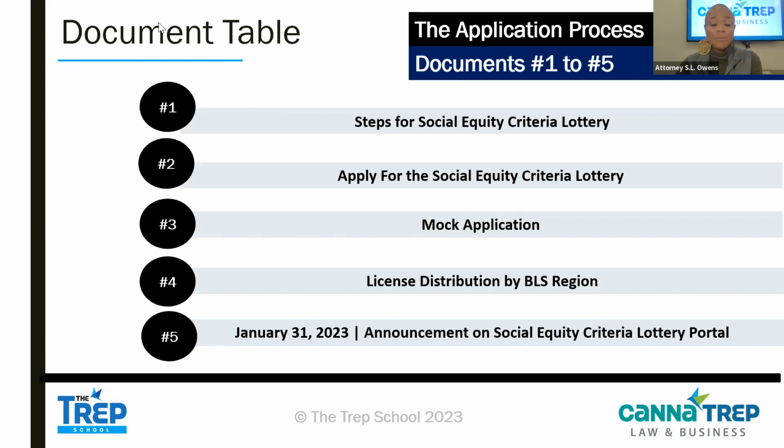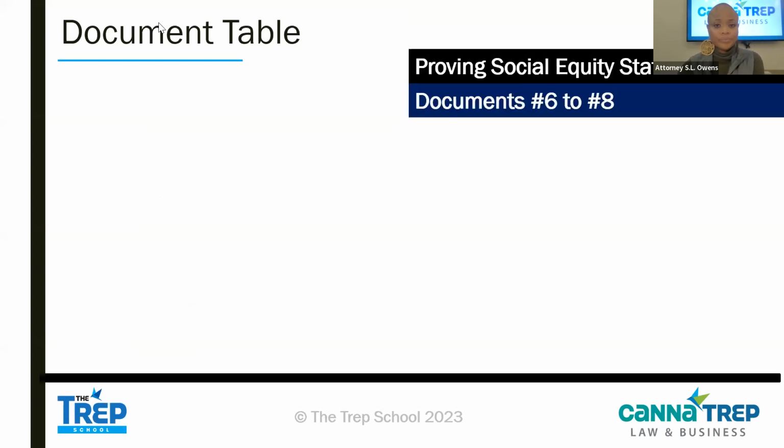Please read this announcement for sure if you've already submitted an application, because it says in the announcement that you have to resubmit your application and that you do not have to pay another application fee. So please take a look at that, particularly if you have already submitted an application. So that's the first group of documents. So those are the documents you need for the application process.